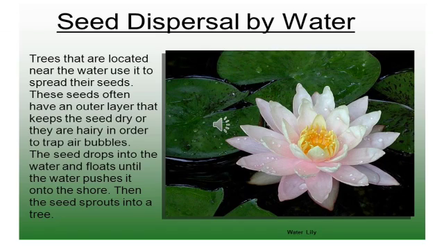These seeds often have an outer layer that keeps the seed dry, or they are hairy in order to trap air bubbles. These seeds drop into the water and float until the water pushes them onto the shore. Then the seeds sprout into a tree.